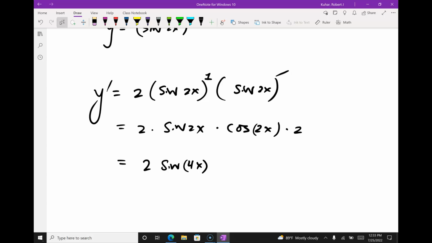It's identity. 2 sine theta cos theta is sine of double the angle, right?